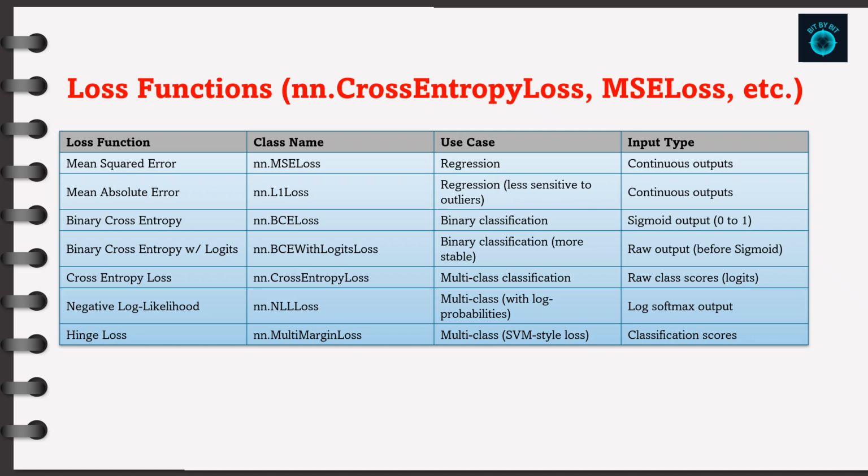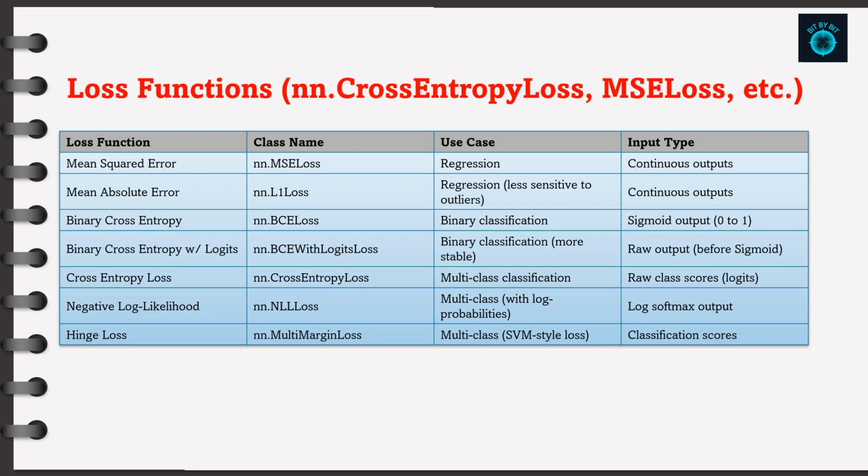nn.CrossEntropyLoss is the most common choice for multi-class classification. It expects raw class scores, called logits, and automatically applies softmax and negative log likelihood internally. nn.NLLLoss, or negative log likelihood loss, also works for multi-class classification, but expects that you have already applied a log softmax to the model output.